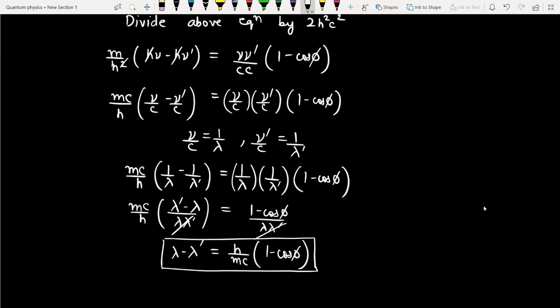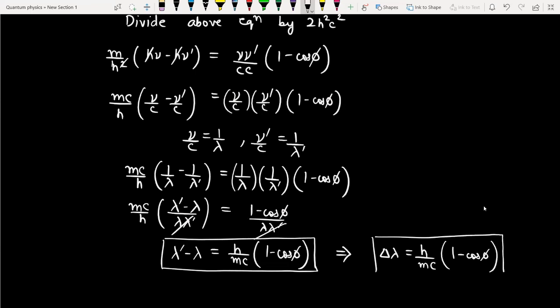Or whether it should be lambda prime minus lambda, I'm not sure, because if you see, the energy of the outgoing photon will be less. If the energy of the outgoing photon is less, then lambda will be more. So obviously this will not be lambda minus lambda prime, this will be lambda prime minus lambda, the shift in the wavelength. We call this shift delta lambda, which is h over mc times 1 minus cos of phi.